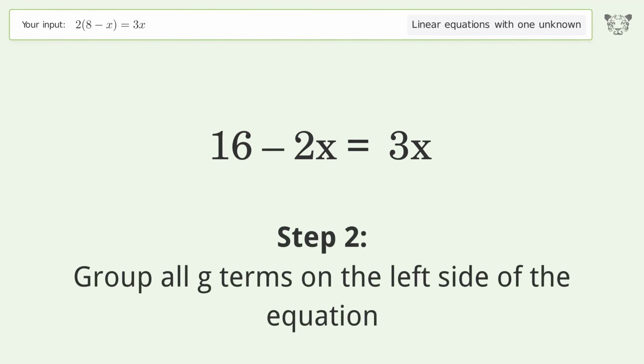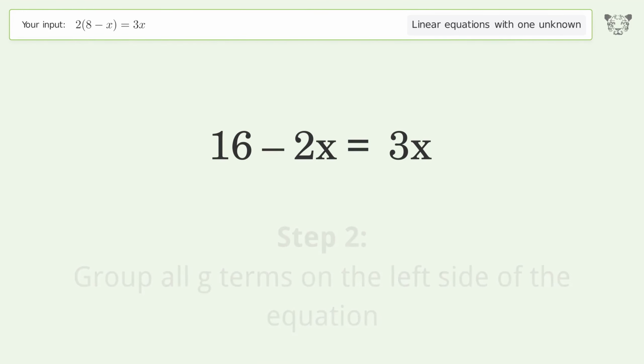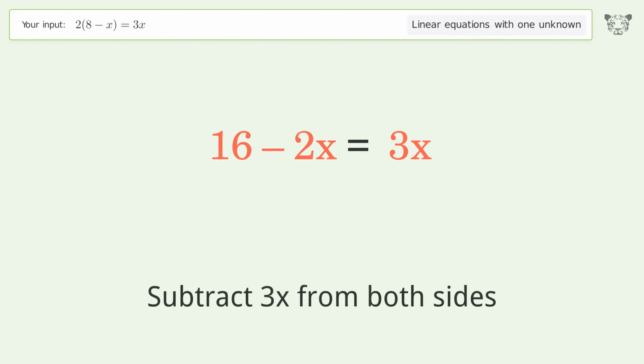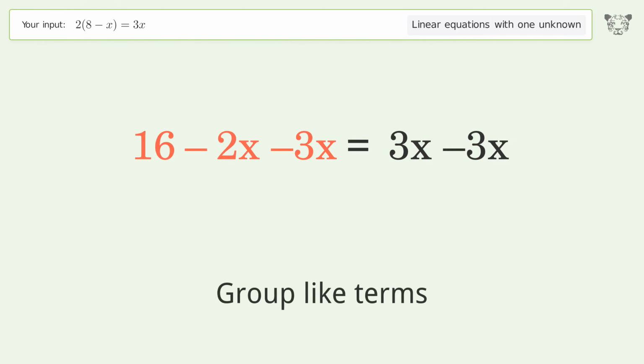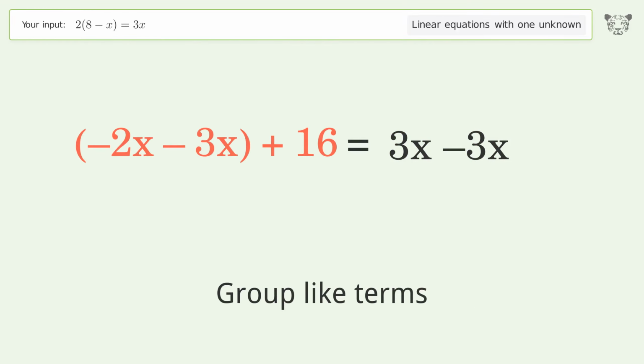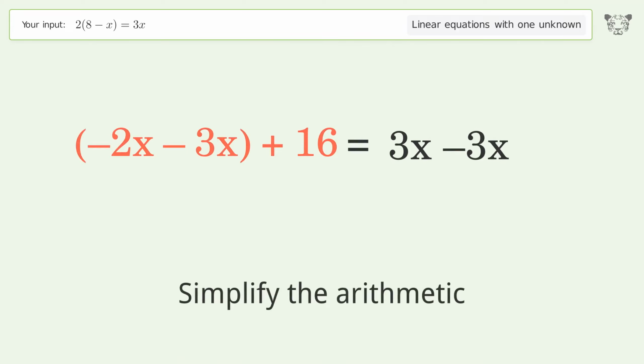Group all x terms on the left side of the equation. Subtract 3x from both sides. Group like terms. Simplify the arithmetic.